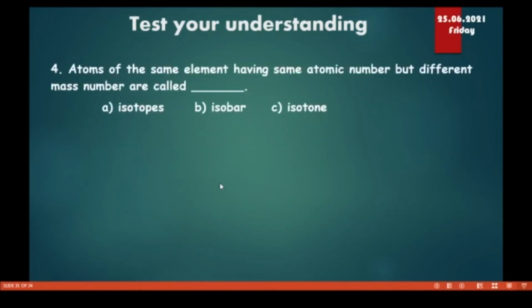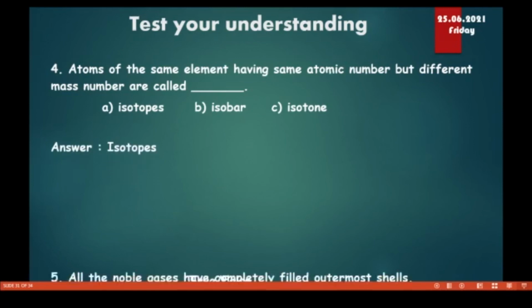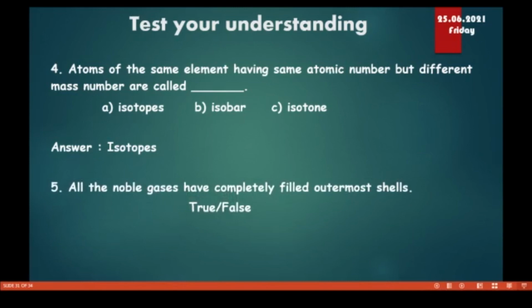Atoms of the same element having the same atomic number but different mass number are called isotopes. All the noble gases have completely filled outermost shells. Is it true or false? All the noble gases have completely filled outermost shells. It is true.